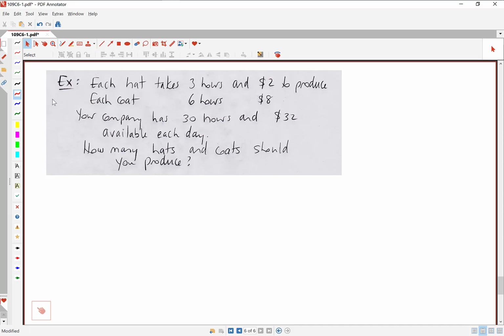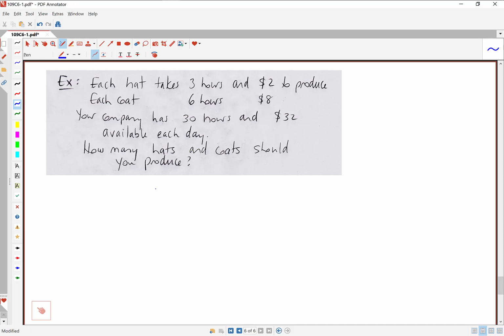So we're going to finish off with a simple real-world problem so that you can start to visualize how systems of equations could actually come into play in everyday work life. So let's imagine that each hat takes 3 hours to produce and it costs $2 to produce. Each coat takes 6 hours to produce and it costs $8 to produce. Let's say that your company has 30 hours available and $32 available each day. The question is, how many hats and coats should you produce, or could you produce?